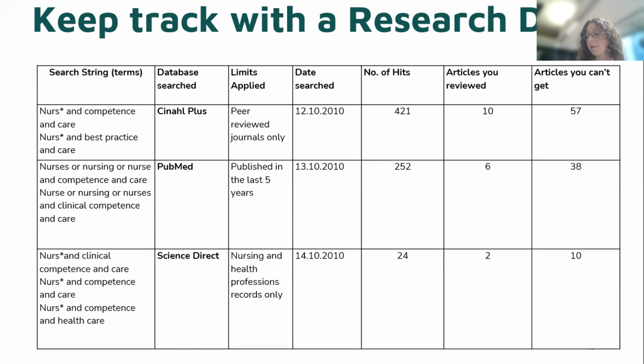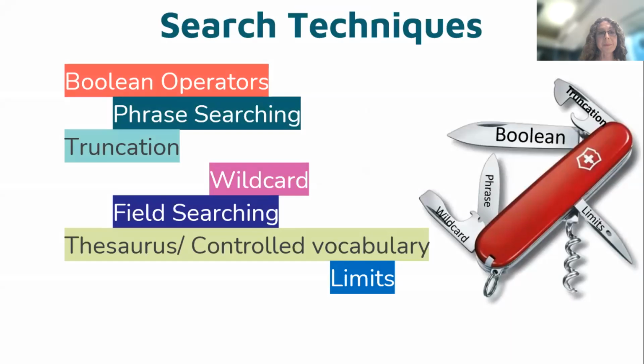So this is an example of a research diary. So there you can see the search string, the database that was searched, the limits that were applied, the date that was searched, the number of hits, articles that were reviewed, etc. So there's a record there that you can use when you're writing up. So this is your search toolkit that you're going to use as you're creating your search string.